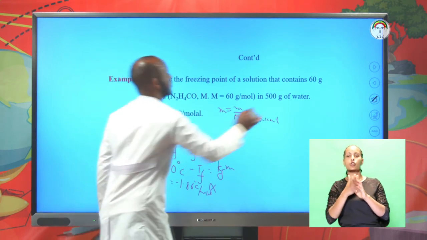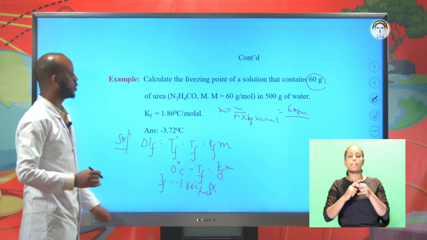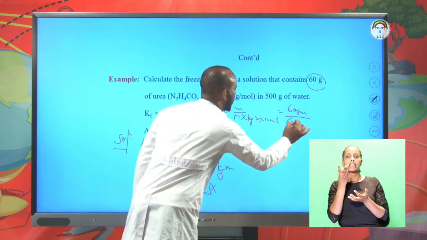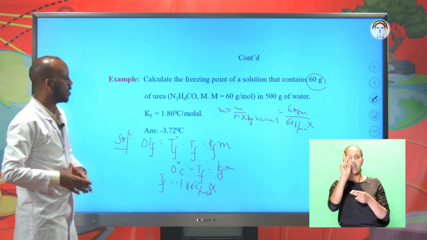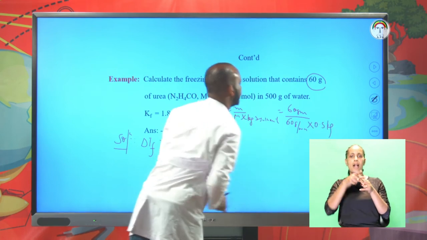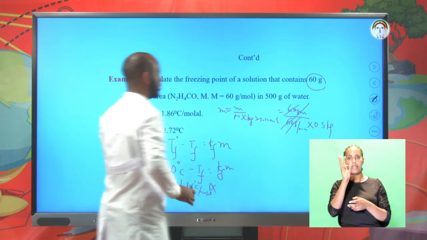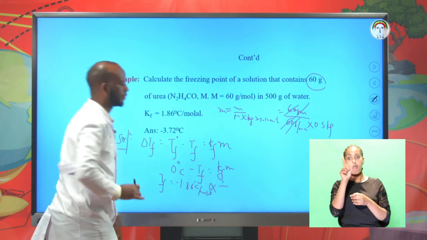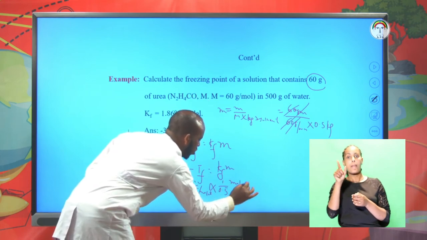Mass of the solute urea is 60 gram divided by molar mass of the solute. The solute is urea. Urea dissolved in water. Its molar mass is 60 gram per mole, times mass of the solvent in kg. 500 gram of water in kilogram is 0.5 kilogram. Gram will be cancelled by gram. 60 by 60 is 1, so this is 1 over 0.5. Therefore, this is 1 over 0.5 mole per kilogram.